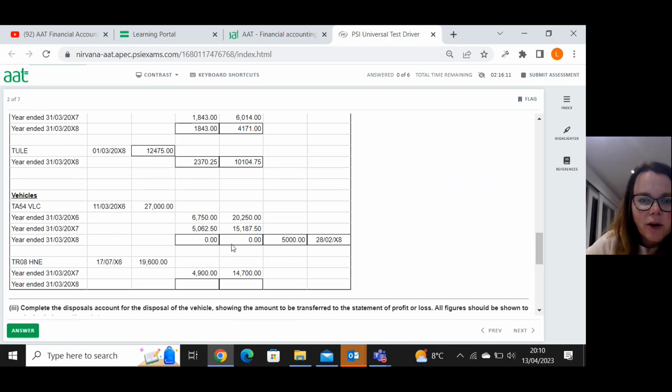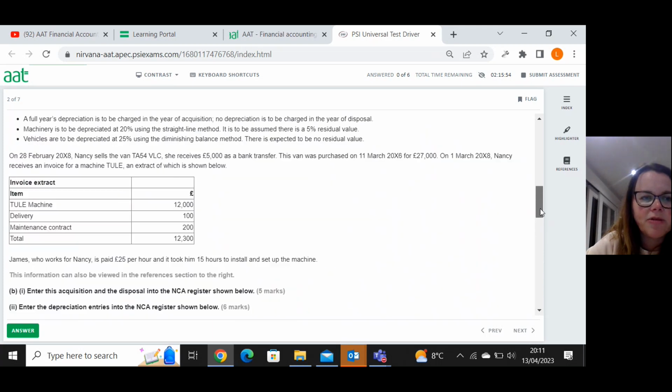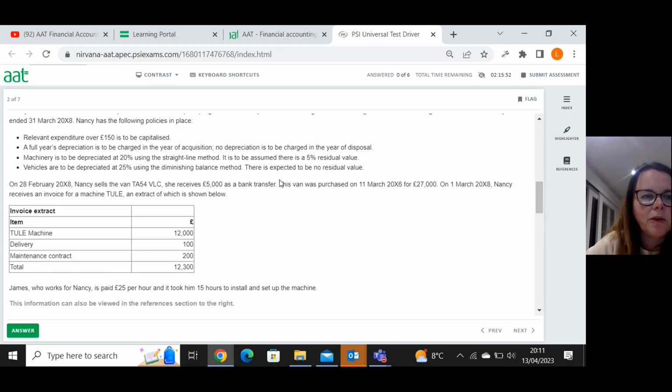Right, then on to the vehicle. So we've already dealt with the one that's been disposed of. And then we've got, sorry, not a new acquisition, an existing vehicle, where I have to work out the depreciation charge. So let's go and find out what the depreciation policy is for vehicles. So they are to be depreciated at 25% diminishing balance, no expected residual value.